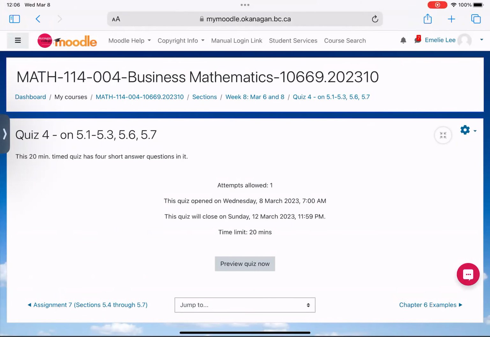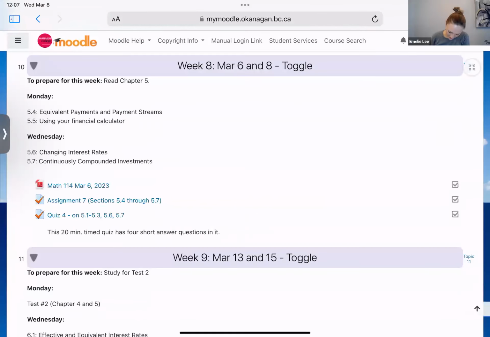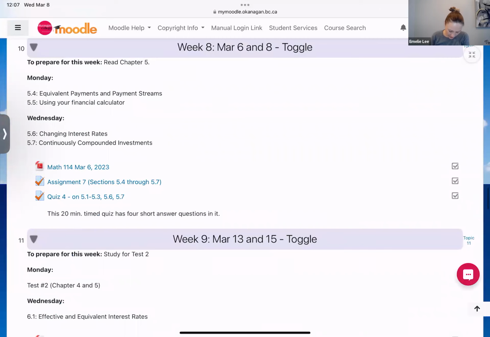So that's not the test? No. But it's good practice for the test. Okay. Yeah. Assignment 7 is on the tail end of chapter 5. Let's go ahead and mute here. There you go. And then quiz 4 is basically on all of chapter 5. Nothing too crazy though, because it has 4 short answer questions in it.